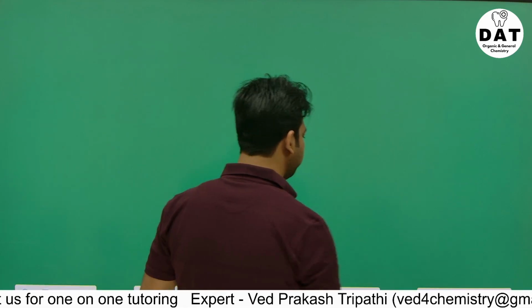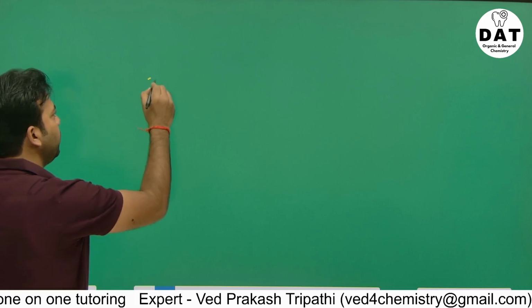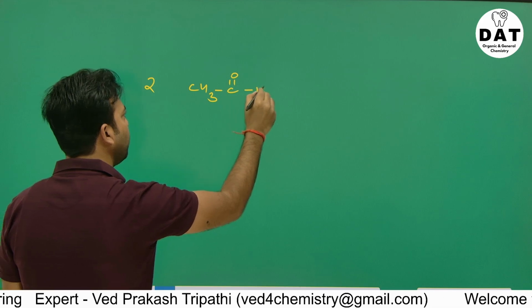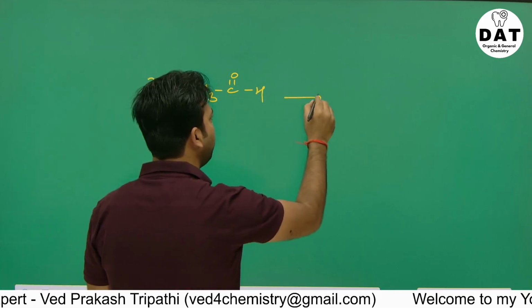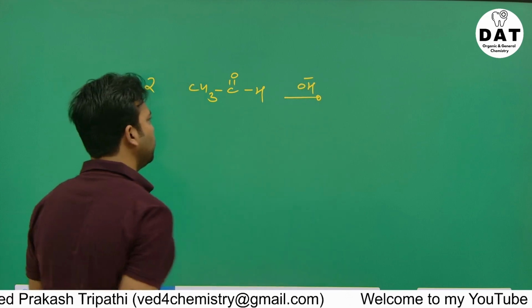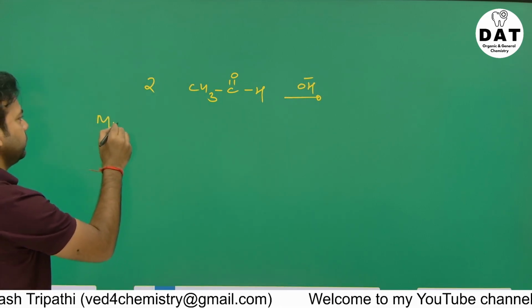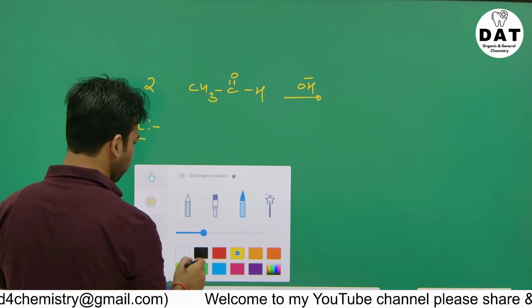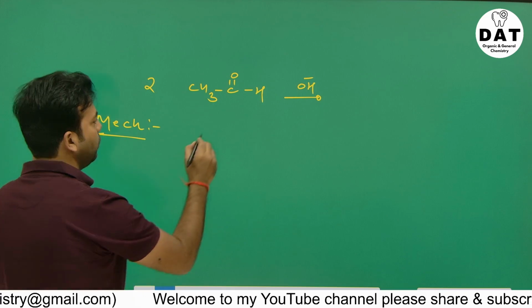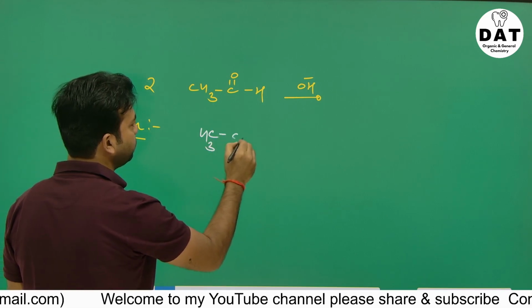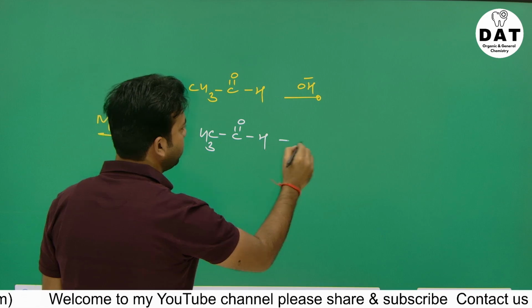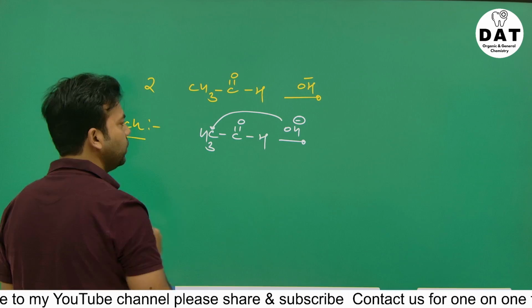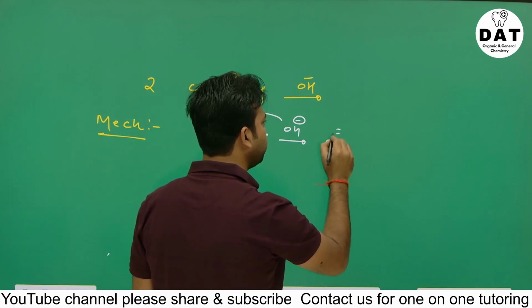Now what is the reaction? Suppose we have 2 moles of this aldehyde and we are going to treat them with a base called OH minus. So what is the mechanism? Look here. First mole, which is my CH3CHO. OH minus is a base, so it will grab the alpha hydrogen, this alpha H. So here we have a negative charge on a carbon.